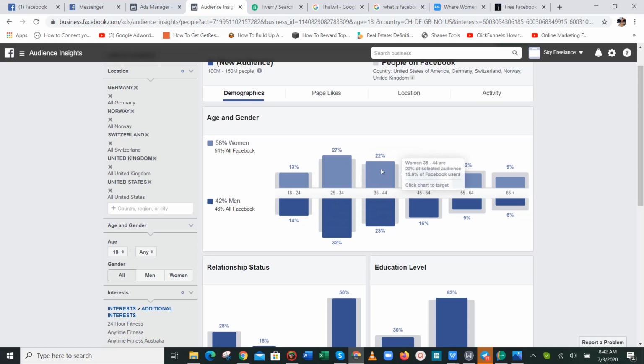So 22% of women between the ages of 34 to 44 are the people who are looking for what we are selling. You see. So 23% of men are looking for what we are selling, the interest we put there.